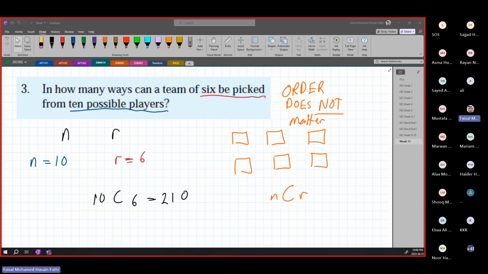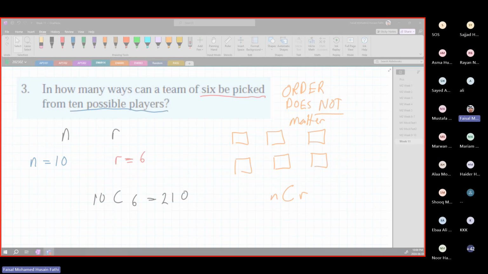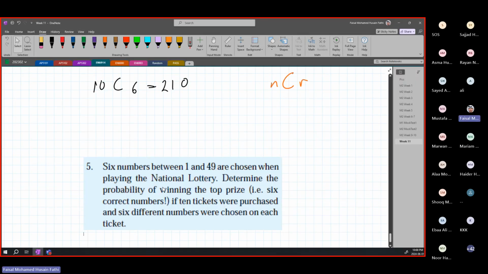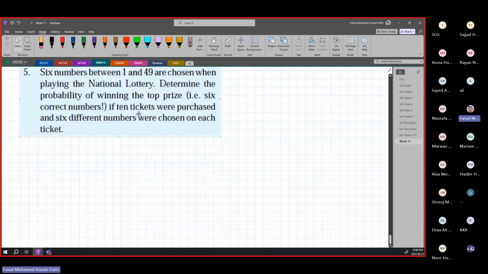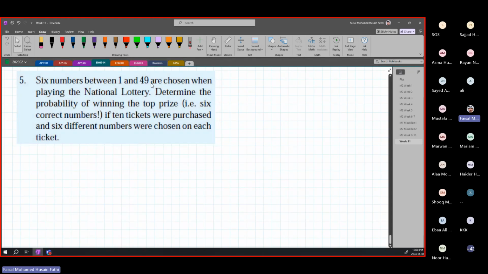Let's look at one more question before we conclude. I know the time is up, but let us do one more question to wrap this up, and tomorrow we can start ordinary differential equations. This is a good question. I remember the boys also asked me this question before. 6 numbers between 1 and 49 are chosen when playing the national lottery. All right. So again, you need to make sure you know how to read and how to understand what the question wants from you. Okay.